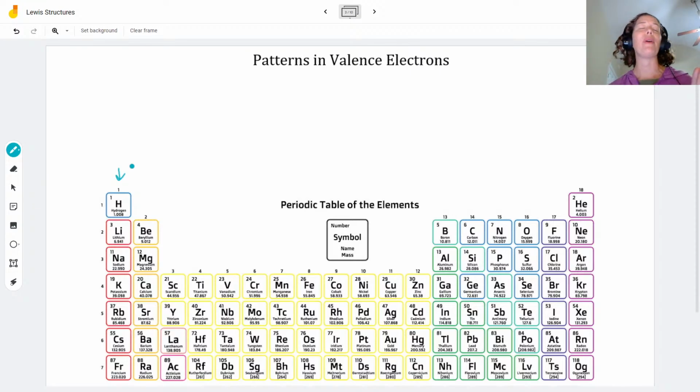We're not going to worry about the core electrons because they don't bond anyway. All right, so starting with hydrogen is really easy. It only has one electron, right? So that is its valence electron. So we'll say one valence electron.